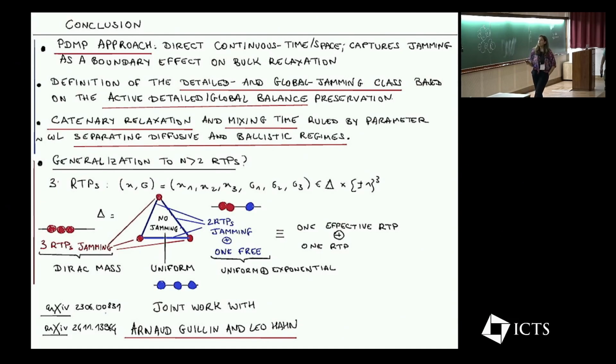Then I think this active detailed global balance is actually more general than this 2RTP problem. And I think it's going to show up in other problems. And then the big question is, okay, 2RTP is nice, but NRTP is better. And we actually have some results for more than 2, and for 3 it's actually very simple because you have the same type of symmetry argument.